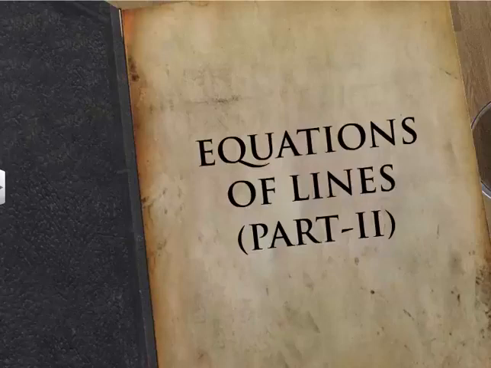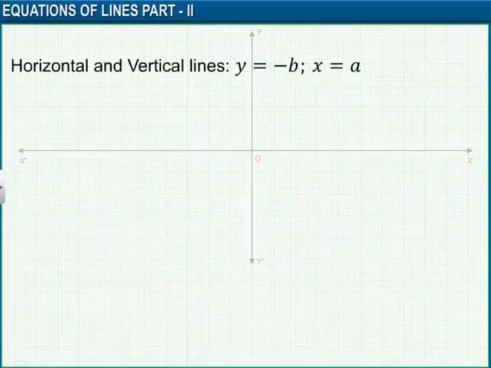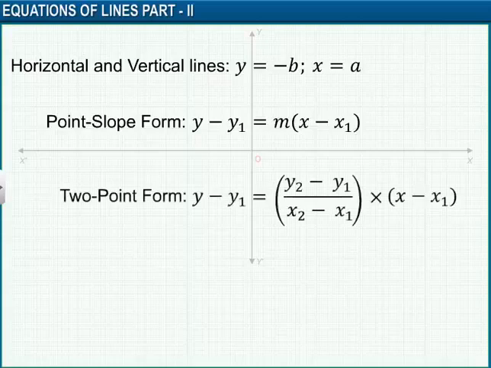In this module, you will learn about the slope-intercept form, intercept form, and normal form of the equation of a line. You have already learnt about the equations for horizontal and vertical lines, and the point-slope form and the two-point form of the equation of a line.